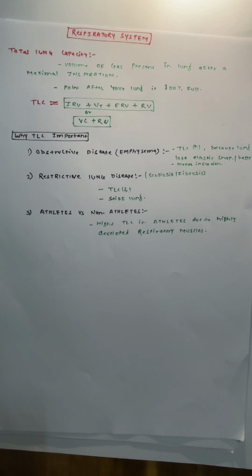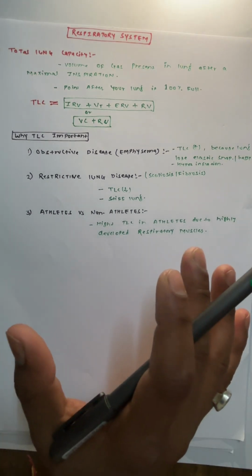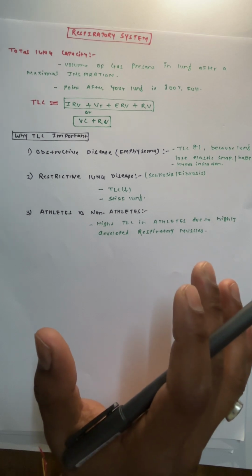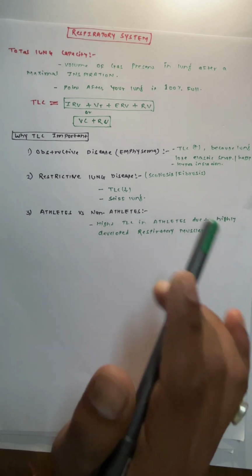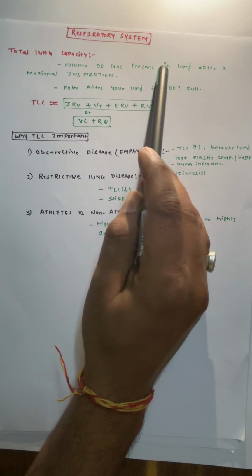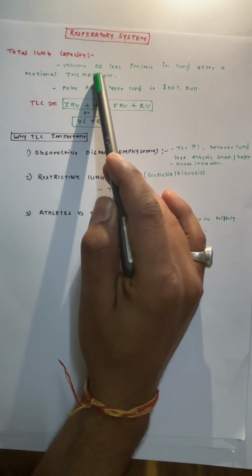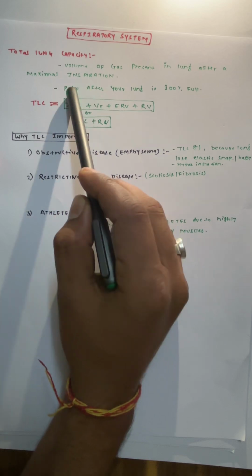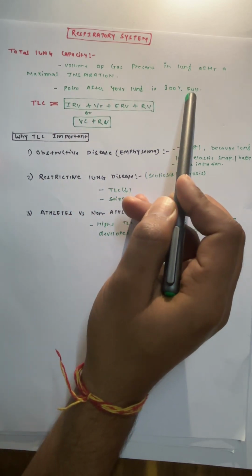Now the last part is total lung capacity. Finally we have total lung capacity. We can define it as the total volume of gas present in the lungs after a maximum inspiration, when your lung is 100% full. So it is the volume of gas present in the lung after a maximal inspiration, the point at which your lung is 100% full.